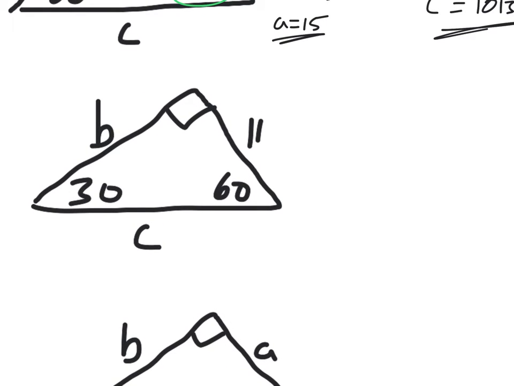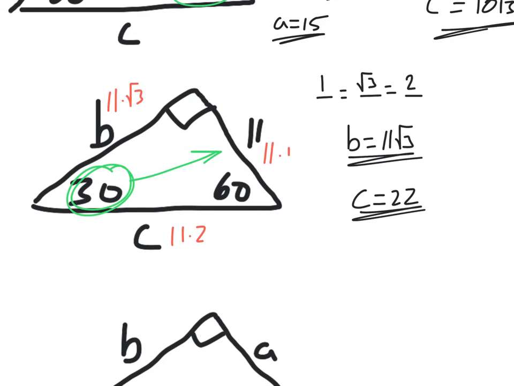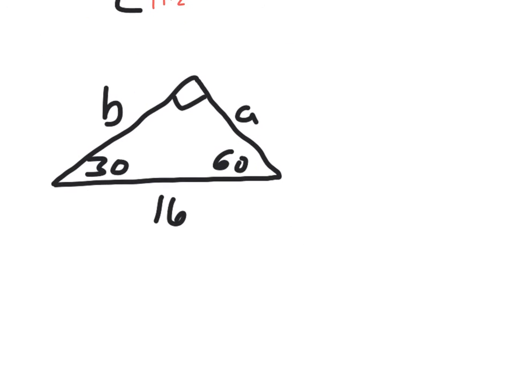All right, two left. We have 1, square root of 3, and 2. Opposite the 30-degree angle is our short leg. Let's speed things up here a little bit. This one actually works well for the shortcut. And so we have 11 times 1. This must be 11 times the square root of 3, and this must be 11 times 2. 1, square root of 3, 2. And so B equals 11 square root of 3, and C equals 22. It's actually the same problem from the front side. All right, let's do this one.